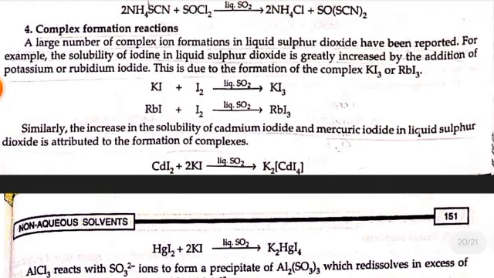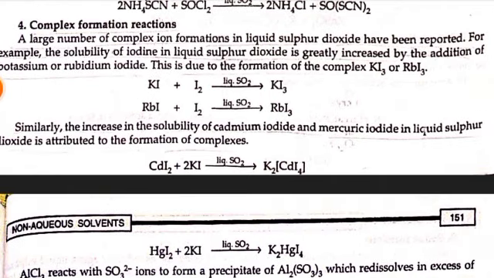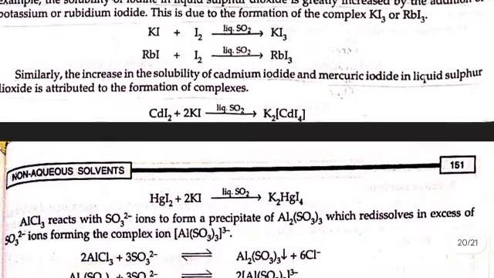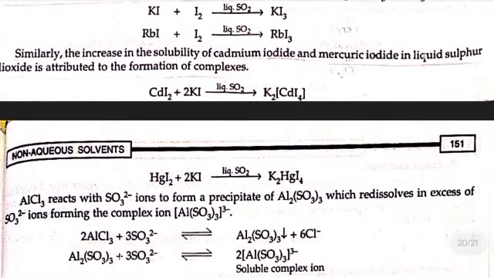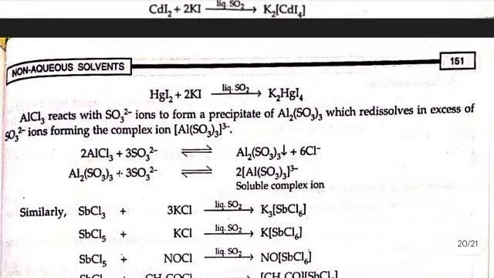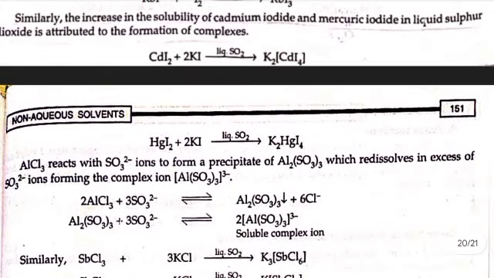Complex formation reactions. A large number of complex ion formations in liquid sulfur dioxide have been reported. For example, the solubility of iodine in liquid sulfur dioxide is greatly increased by the addition of potassium or rubidium iodide. This is due to the formation of the complex KI3 or RbI3. Similarly, the increase in the solubility of cadmium iodide and mercuric iodide in liquid sulfur dioxide is attributed to the formation of complexes. CdI2 plus 2KI gives K2CdI4. HgI2 plus 2KI gives K2HgI4.